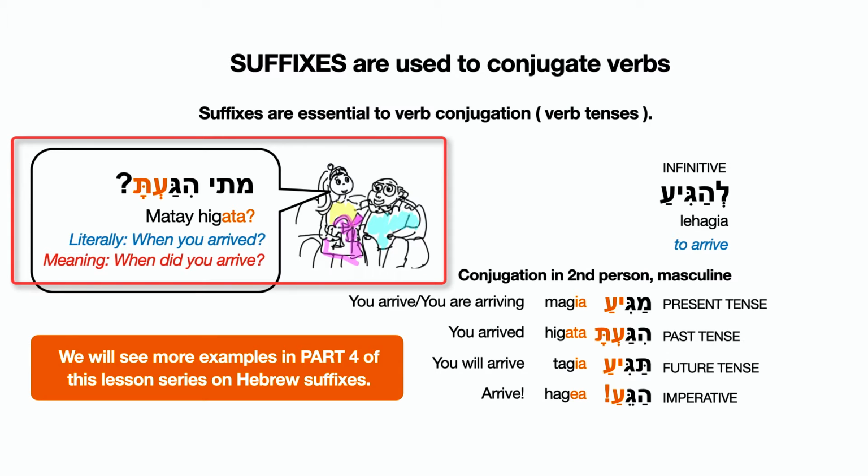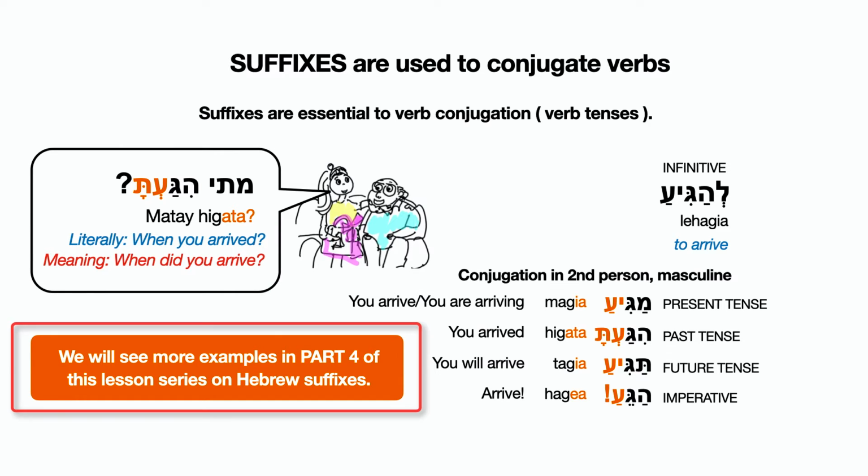So let's look at this dialogue. We have a video which has been published previously, right? This girl is talking to her grandfather, so her grandfather is the second person and is masculine. So she says, "Matai higata," when. Matai means when. Higata means you arrived. So she's literally saying when you arrived. Ata higata. But that is really saying when did you arrive, right? So as we can see here, it is the suffix ata, which tells us that it is in the past tense. When you arrived, when did you arrive?